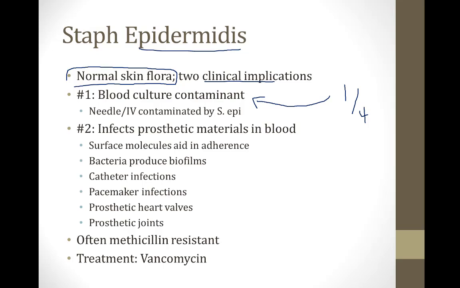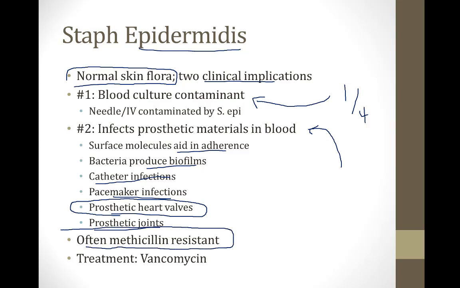The second clinical situation where Staph epi is important is that it can infect prosthetic materials in blood. So there are surface molecules on the bacteria that aid in adherence, and it likes to attach and then produce biofilms. So for example, if you have a catheter in the bloodstream, for example for introducing chemotherapy to a patient, it can get contaminated with Staph epi. Pacemakers can get contaminated. Prosthetic heart valves are a classic place for infection with Staph epidermidis to occur, and also prosthetic joints. Staph epidermidis is almost always methicillin resistant, so you have to treat it as if you are treating methicillin-resistant Staph aureus, and the treatment of choice is to use the drug vancomycin.